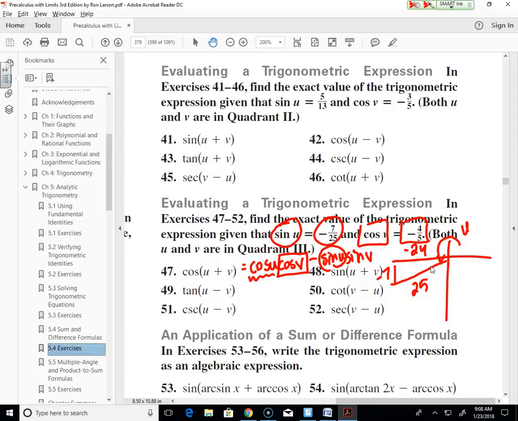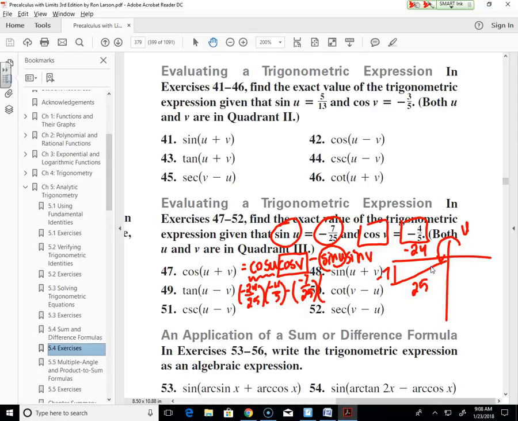Adjacent over hypotenuse. So I'm going to plug in my negative 24 over 25. I already know my cosine of v to be negative 4 over 5. I know my sine of u to be negative 7 over 25. I'm only missing one piece. And what piece is it?